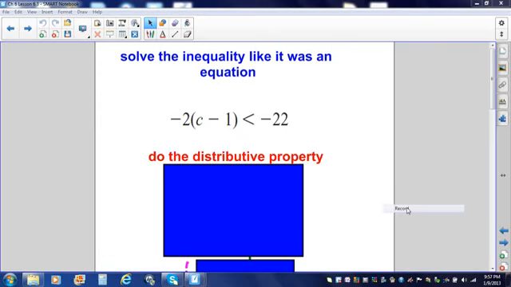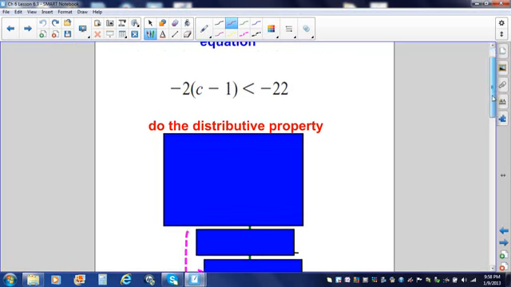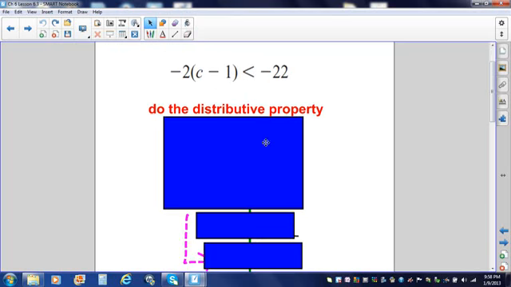Please write down the inequality on the screen: -2(c - 1) < -22. And we are going to work it out together. If you remember that when you're solving inequalities, act like it's an equation. It will be easy peasy. So we're going to act like this is an equation, and we are going to do the distributive property first.